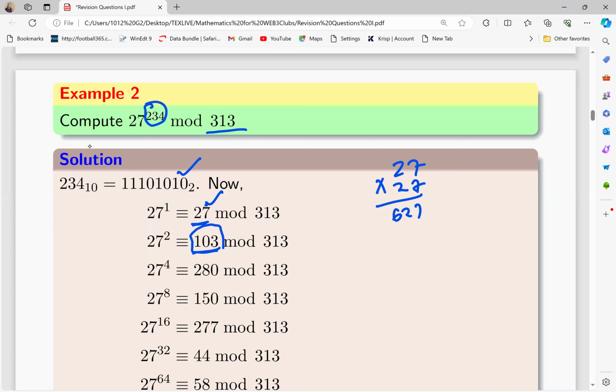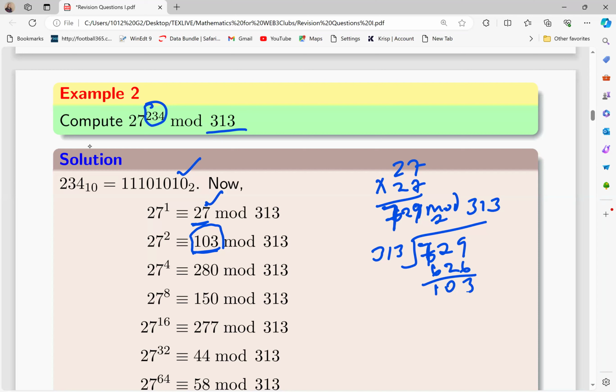729. So we are doing it mod 313. What that means is I divide 313 into 729, because there are two. So when you multiply 2 by that, you get 626. This is supposed to be 729. So what is the difference? You have seen where you got it?